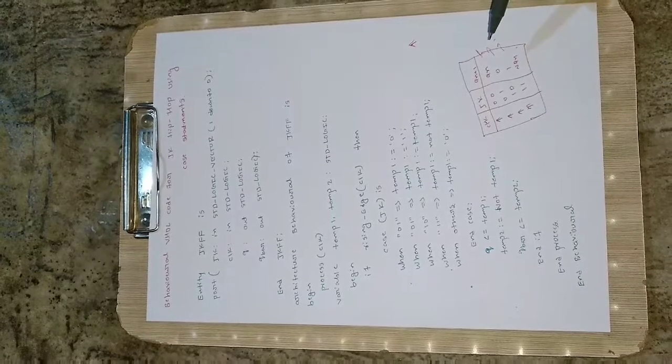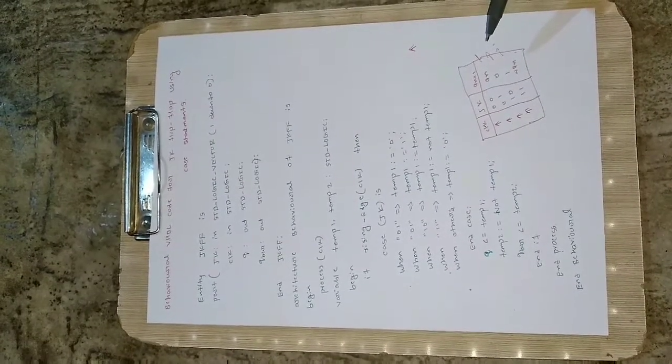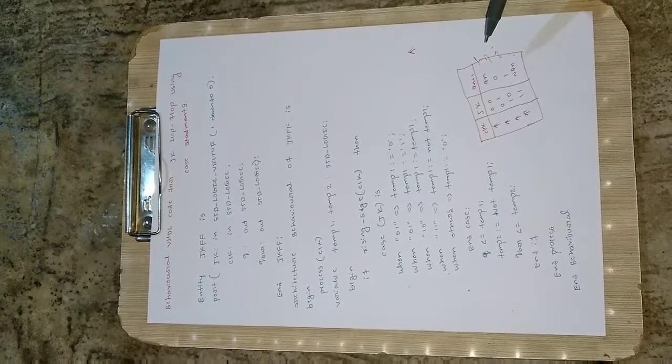If you want to write in terms of VHDL, you should have a truth table with you, then only it will be very easy for us to write the code.